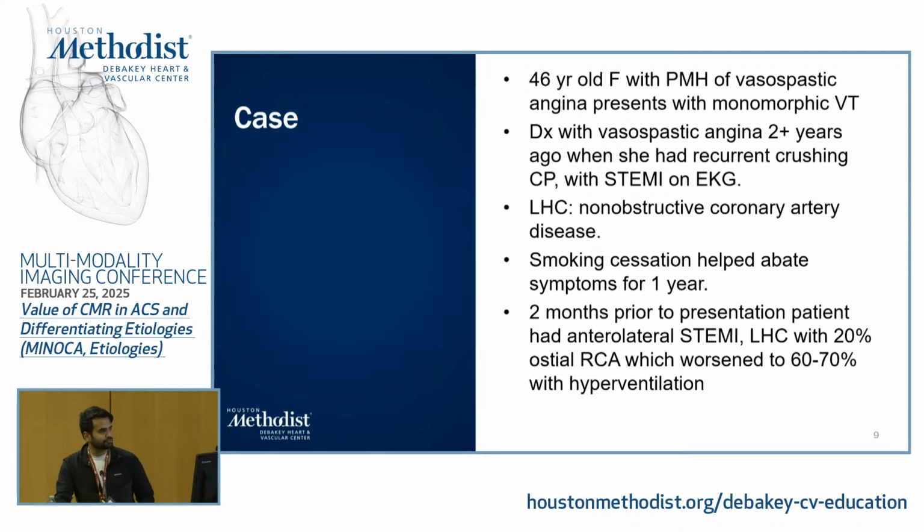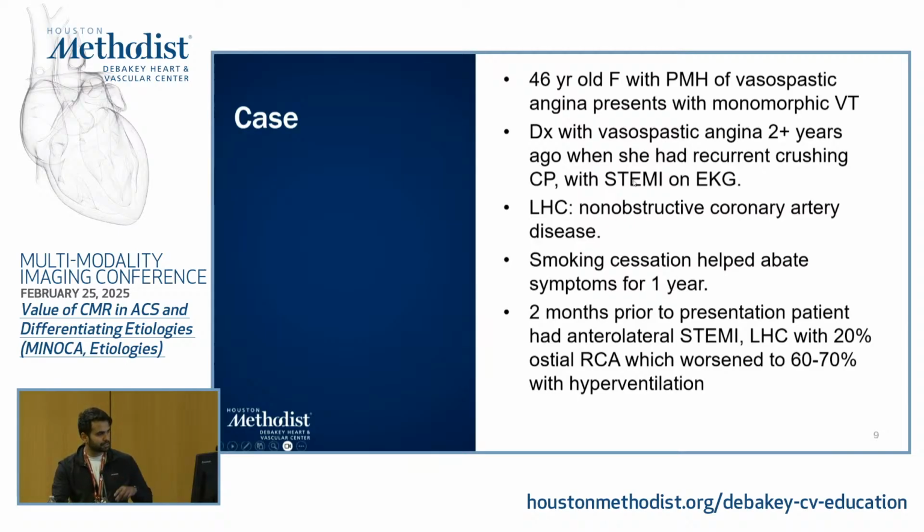So, a 46-year-old female. This is a little bit more complicated history. She has a history of known vasospastic angina, and she presented in the middle of the night with monomorphic VT. She was diagnosed with vasospastic angina about 2 years ago, and she's had recurrent crushing chest pain with ST elevation on the EKG. She's had a left heart cath before with non-obstructive CAD.